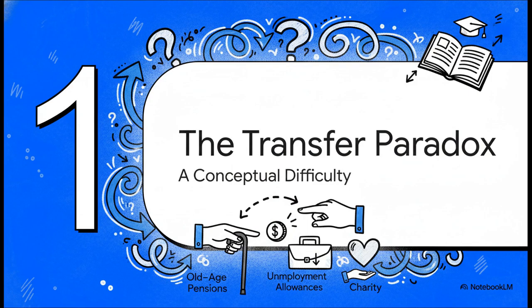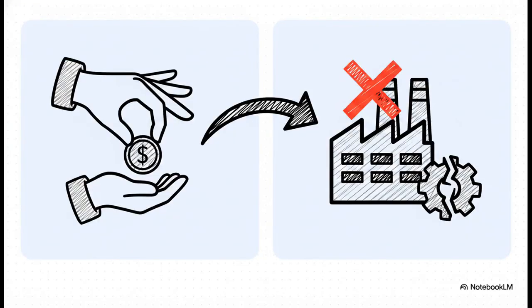Researcher A, number 1, the transfer payment paradox. So this first conceptual gray area deals with government expenditures. We're talking about things like old age pensions, unemployment allowances, scholarship funds, or charity. Here's the paradox we face. On one hand, an individual receives this cash, and to them, it's absolutely considered personal income. It's money in their pocket.